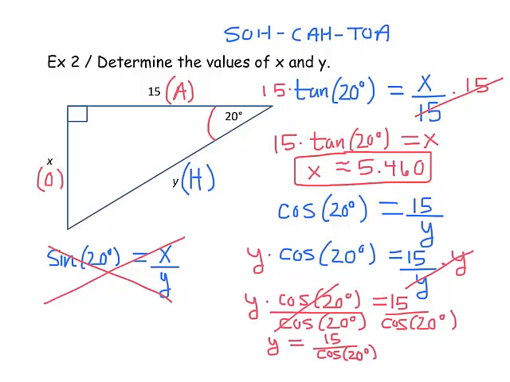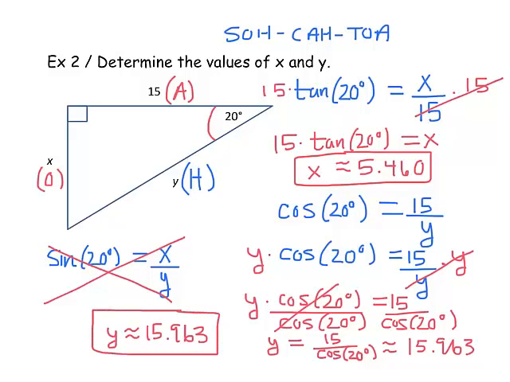So on your calculator, be careful when typing that in. You want to type in 15 divided by the cosine of 20 degrees, which works out to be approximately 15.963, if you go to 3 decimal places. So again, y is approximately 15.963. The solving was a little different in that second equation just because the variable was in the denominator. But again, the steps are very similar. Clear out that denominator, and there's just one extra step of dividing to get that variable by itself.